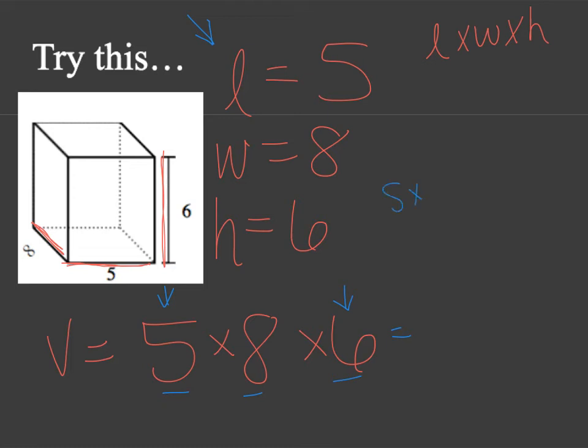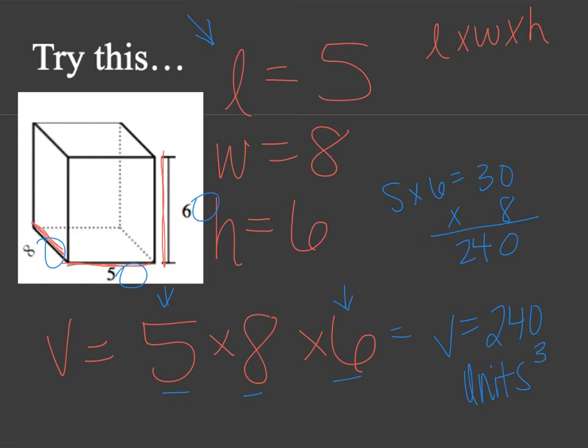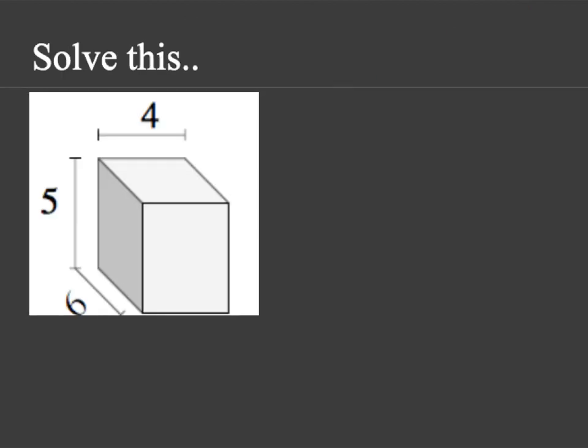Alright, so first of all, I'm going to multiply 5 times 6. I know 5 times 6 equals 30. And if I multiply 30 times 8, right here, I know that I'm going to get 240. So my volume for this cube is 240 units, because it didn't tell me if it was centimeters, feet, inches. It didn't tell me, so I'm going to assume it's units, cubed. That is so important that you put that little 3 up there. Okay, go ahead, pause the video and try this one on your own.